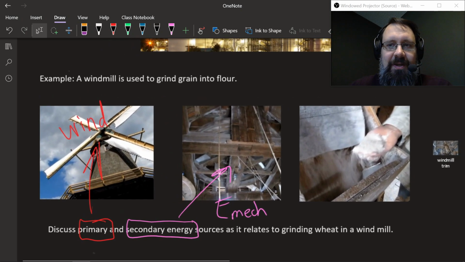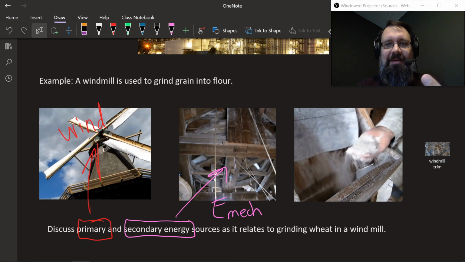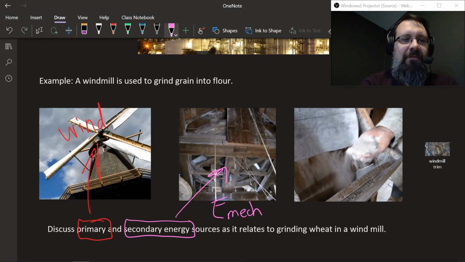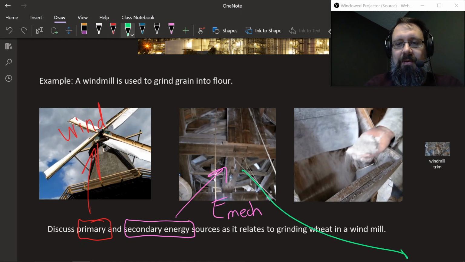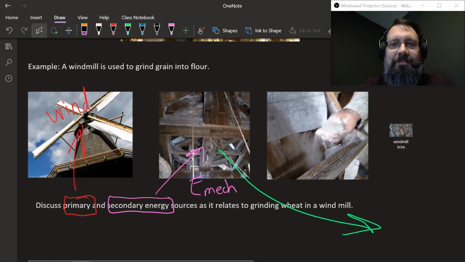I'm trying to think if there's anything else. Oh, what else could we have done? This is an old-fashioned windmill. We've been using this for centuries. What could we do in modern times? We wouldn't just grind flour with this wheeled gear machine. What could we do with this mechanical energy from the wind? What do we do with it in modern times?